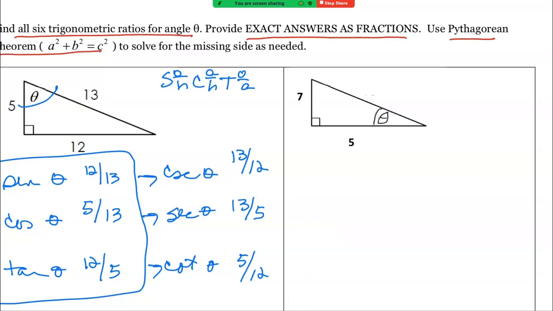I have no radicals, so there's no need to rationalize anything. I am good to go. Moving on to the second problem here. What I see is that I'm missing something. This is missing. I cannot proceed unless I have that answer.